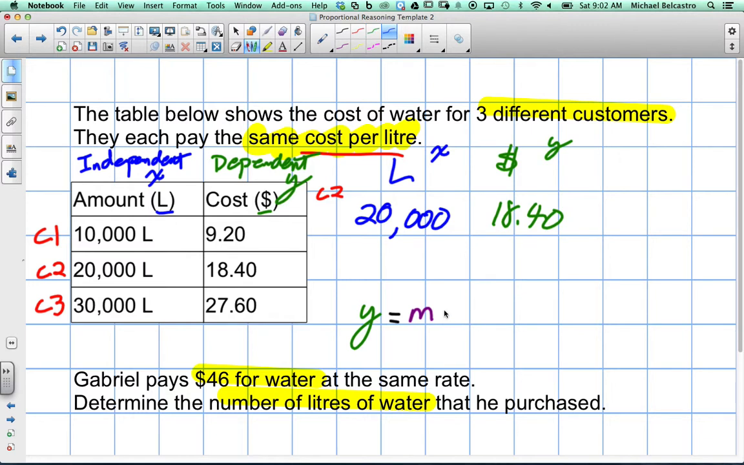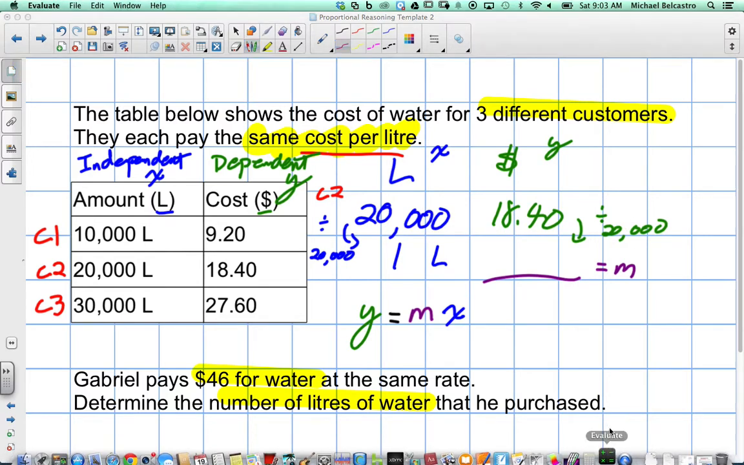We have to find the cost per liter. So because it's a cost per liter, we need to bring down the liters to the value of 1. So we need to do something that will reduce this relationship from 20,000 to the number 1. Well, I know if I divide 20,000 by 20,000, that'll bring my liters down to 1. Whatever I do to the liters, I have to do to my dollar value also. So I'll need to divide 18.40 by 20,000 also. This number here will be our rate. It'll be equal to our m value.